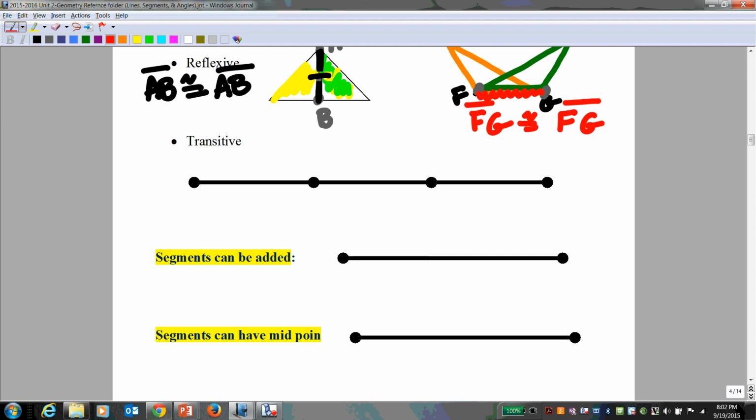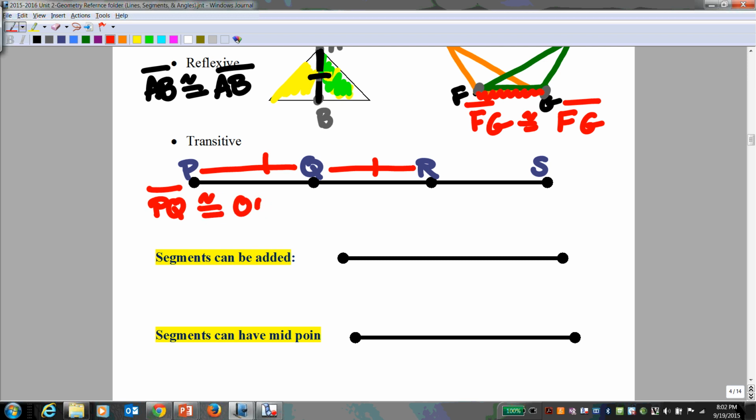Another one is transitive. This is pretty common sense. It means that we can say this. If PQ is congruent to QR. So I'm just going to write if PQ is congruent to the segment QR.